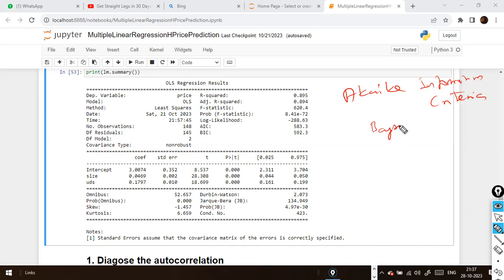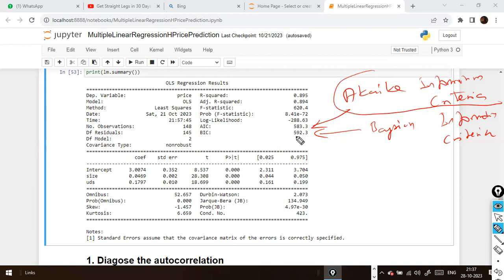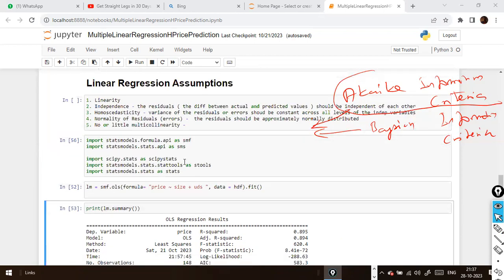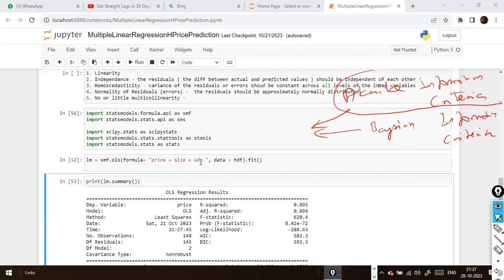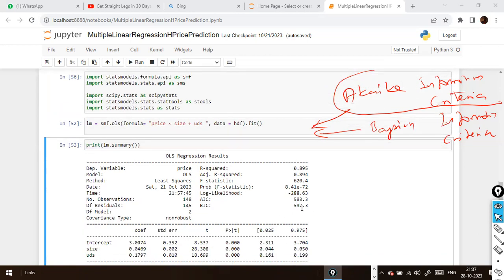Bayesian information criterion. Akaike information criterion. It gives you some number, and Bayesian, both of them are somewhat similar. See, when you include two independent variables, the AIC is like this, or BIC is like this.